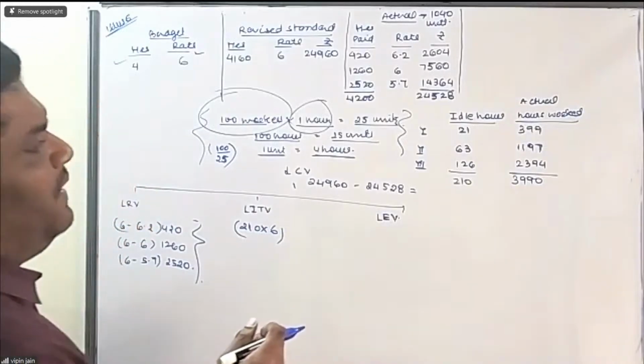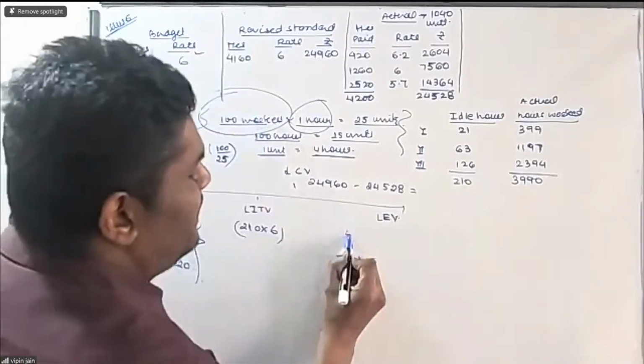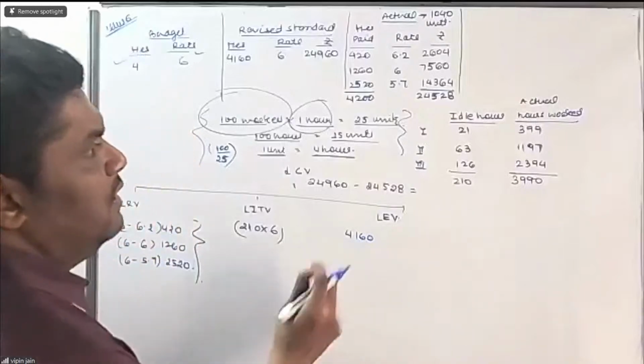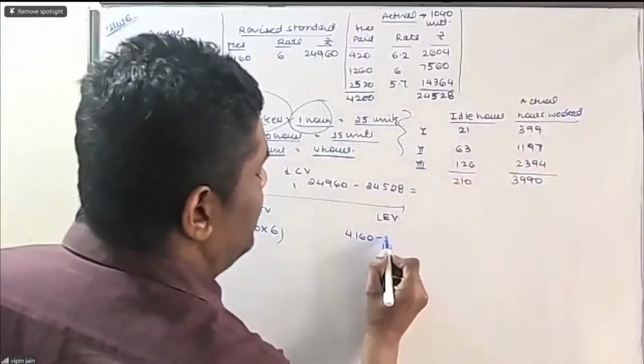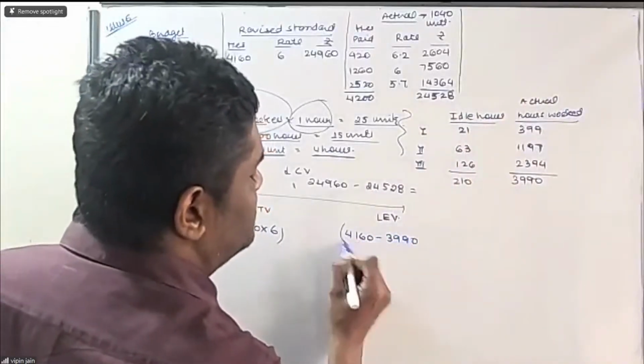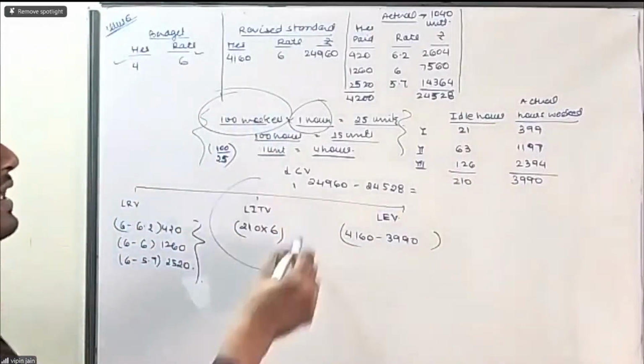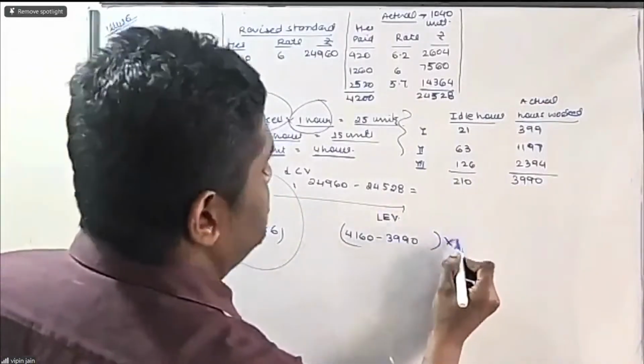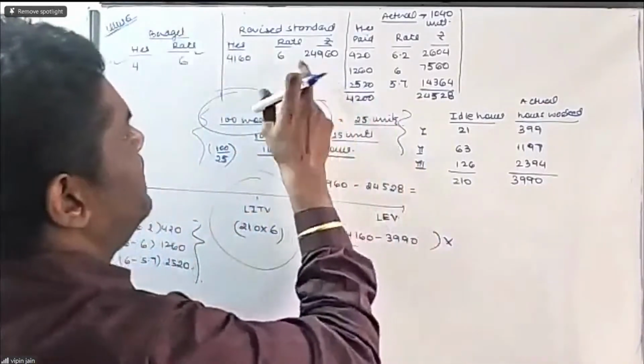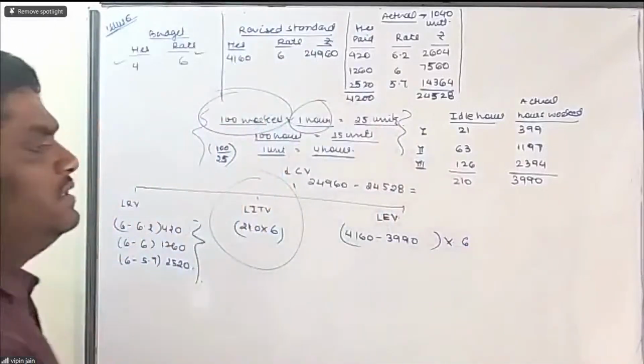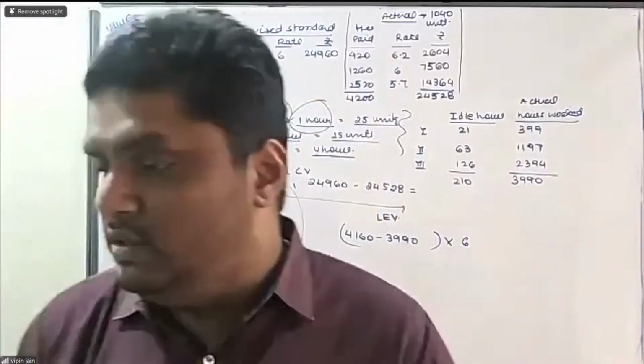Efficiency variance, very simple again, guys. The work was supposed to be completed in 4160 hours, but we actually completed in 3990 hours. This 200 hours we have already considered here into the standard rate, that is weighted average rate, or standard rate, that is 6. So this is the way you guys have to solve this question.